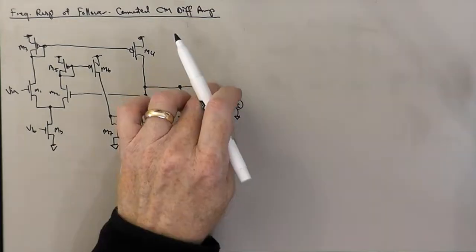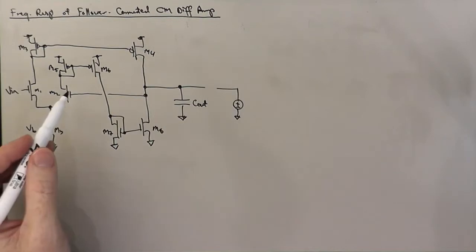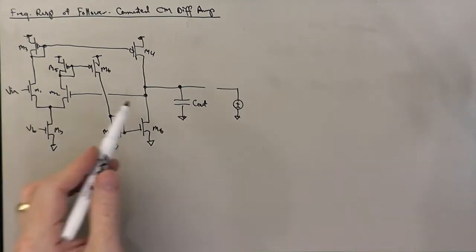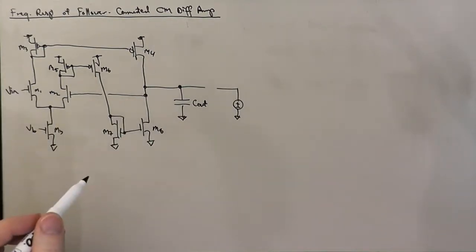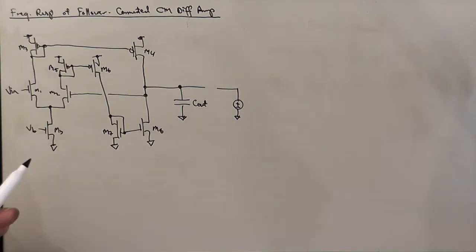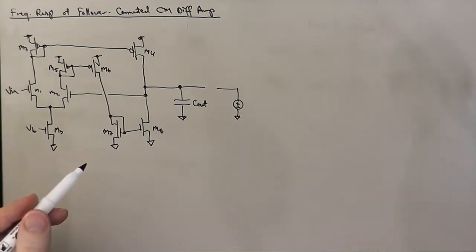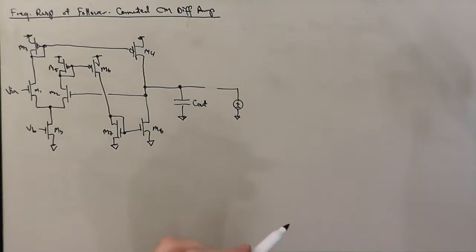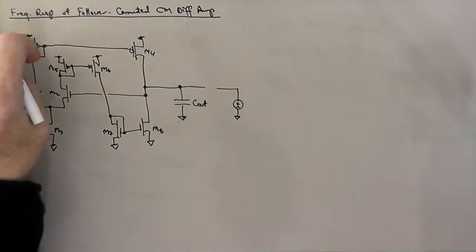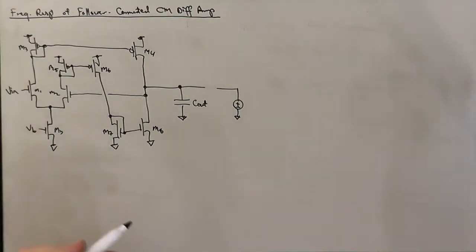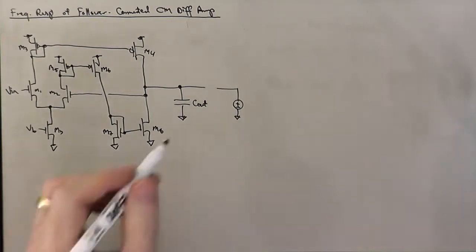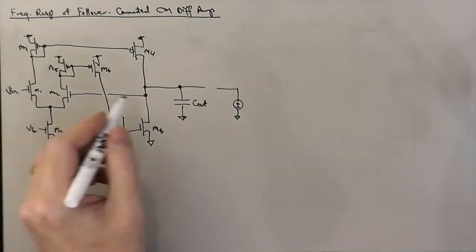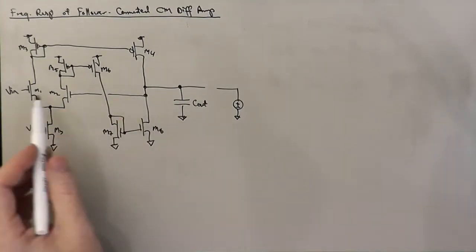Well, this is a follower, and so ideally the output voltage should be whatever the input voltage is. Now in practice there's going to be a bit of an offset between the two, but it's not going to be tremendously huge. It'll be something like a few millivolts, maybe 20 millivolts at most, typically. But we're going to assume that basically V out under quiescent conditions is the same as V in.